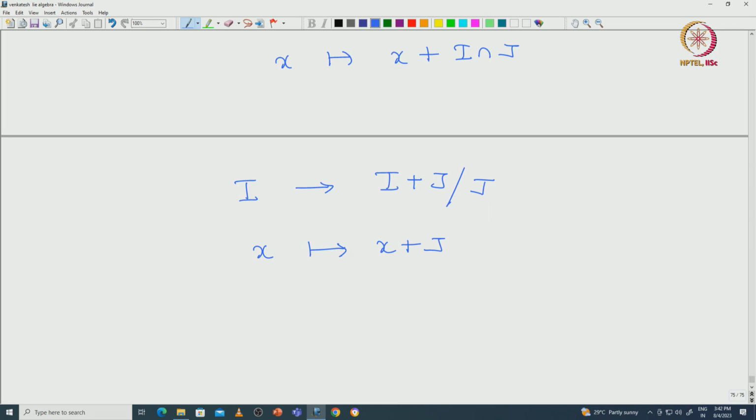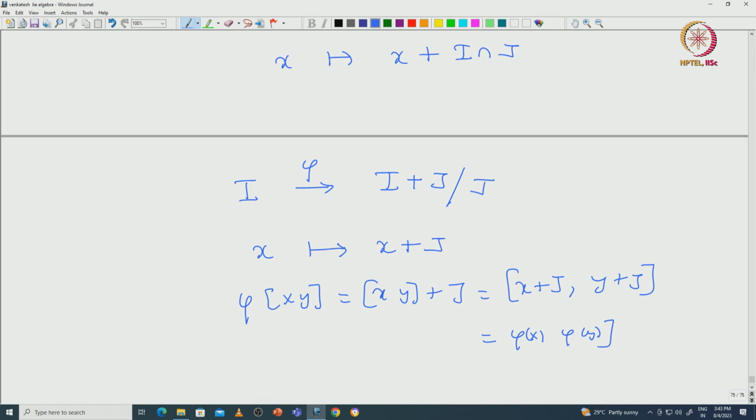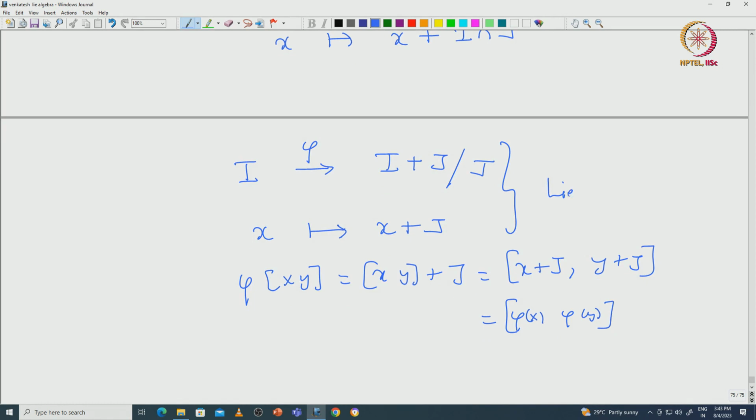Why? So what do we need to verify? This is just obviously well defined. There is nothing to verify. So, this is a well defined map. This is actually a C linear map, that is also obvious to verify, and this is actually a Lie algebra homomorphism. That is also obvious, because phi of [x, y] is nothing but [x, y] plus J, which is nothing but [x plus J, y plus J]. So, that means this is [phi of x, phi of y]. So, that verifies that this is a Lie algebra homomorphism.